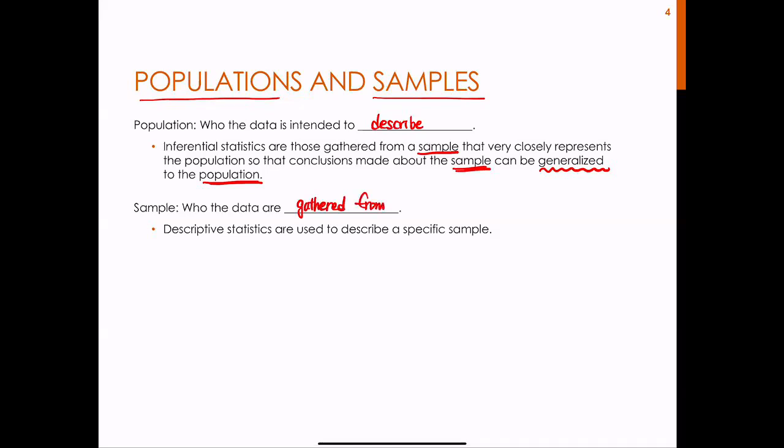The sample is a set of observations drawn from a subset of the population of interest, like 50 students in our class. And descriptive statistics are used to describe a specific sample. So sample results are used to estimate the population.